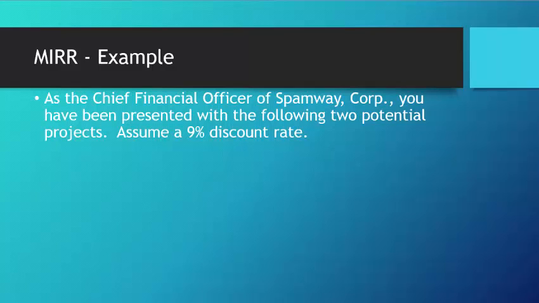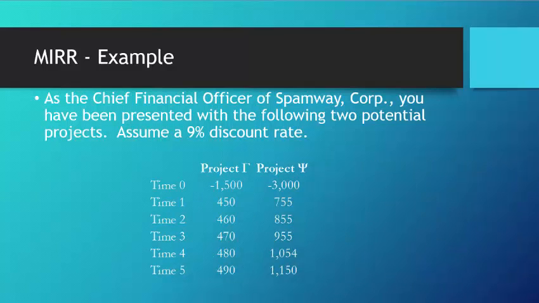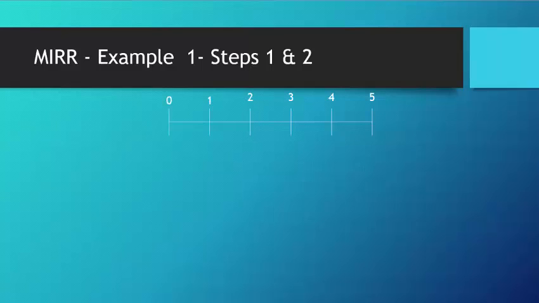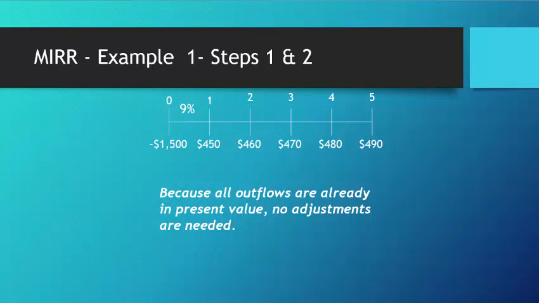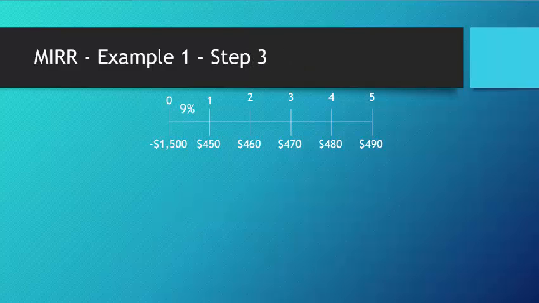Again, I'm going to do the same old example. You're the chief financial officer of Spamway, Project Gamma, Project Psi. We're going to do steps 1 and 2. It'll look like this. We have my cash flows in a timeline, and all of my outflows are already at time 0, so I don't have to do anything. Then step 3, I'm going to move all of my inflows to time 5, which is my final time period.